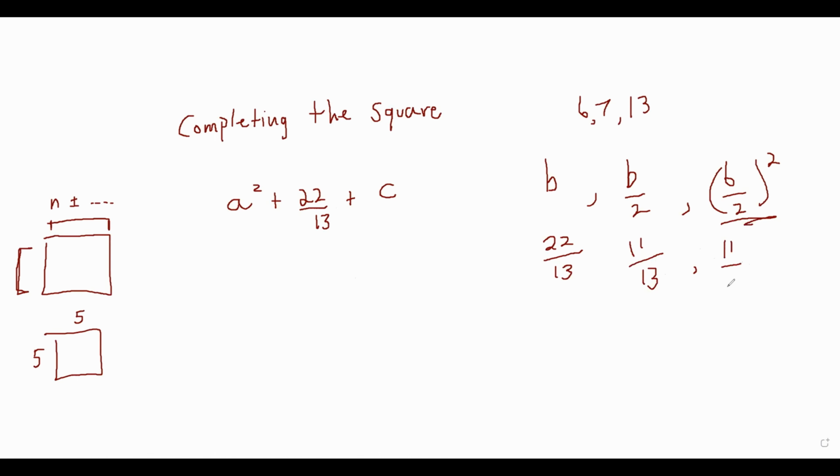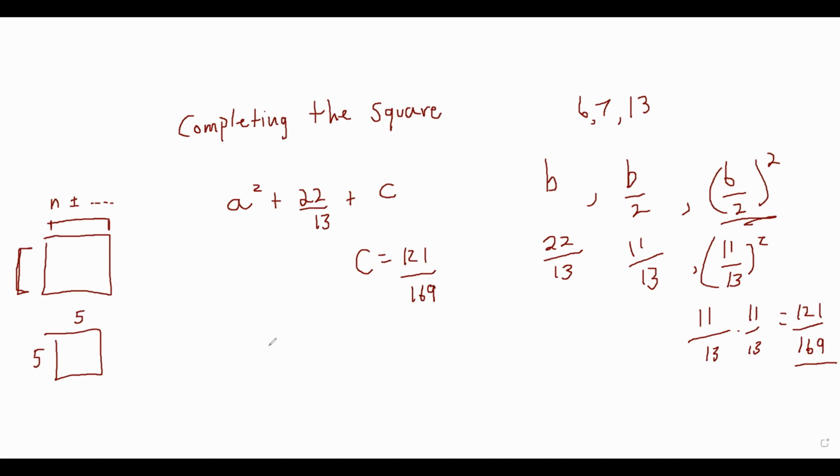So this 11 over 13 squared, I don't know off the top of my head. Let's just do one at a time. So 11 times 11 over 13 times 13. This is 121 over 169. So this is our b over 2 squared value. This is our answer right here. So our c is going to be 121 over 169.